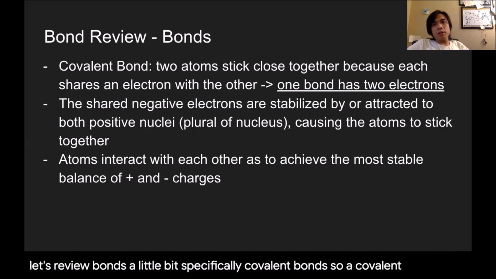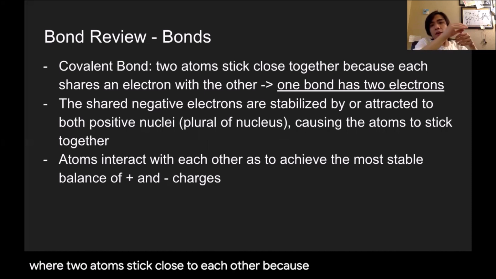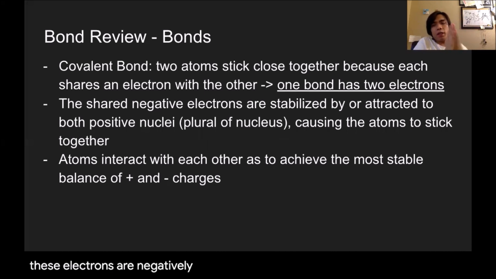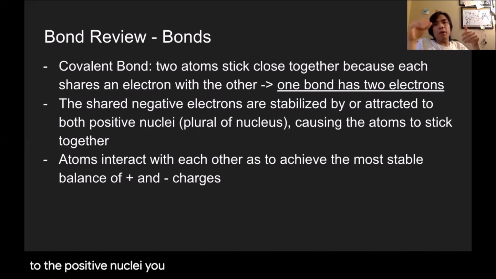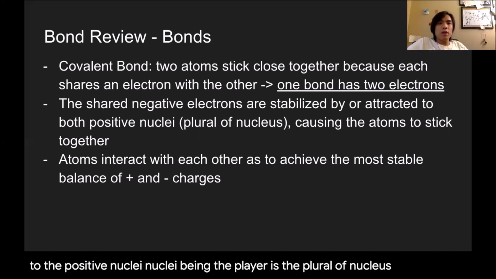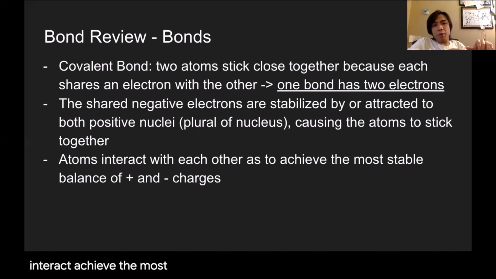A covalent bond is where 2 atoms stick close to each other because they're sharing electrons. These electrons are negatively charged, and they're both stabilized and attracted to the positive nuclei, nuclei being the plural of nucleus. They interact to achieve the most stable form.